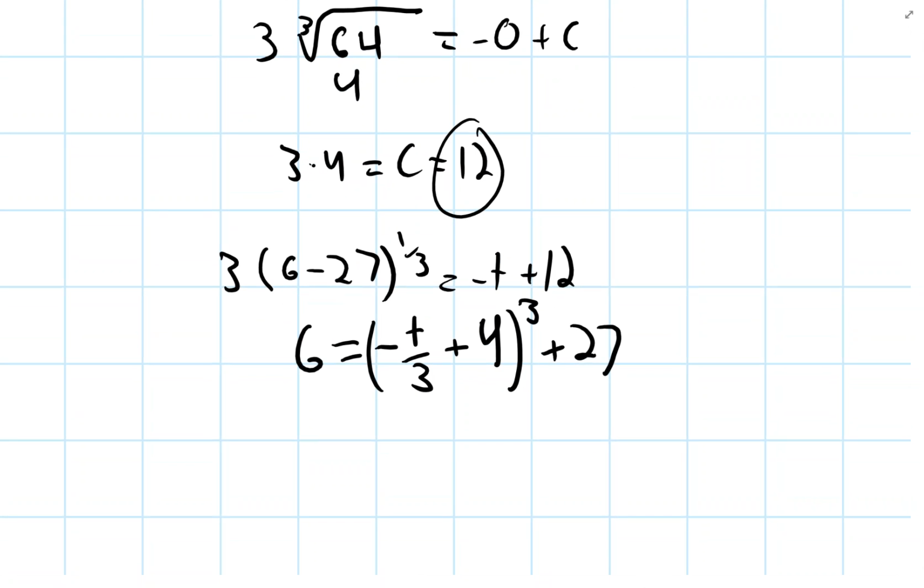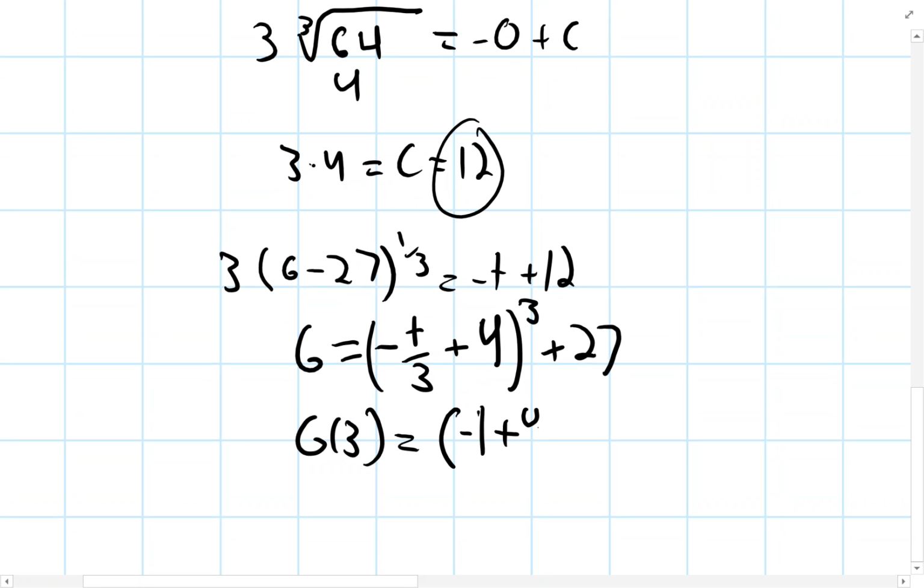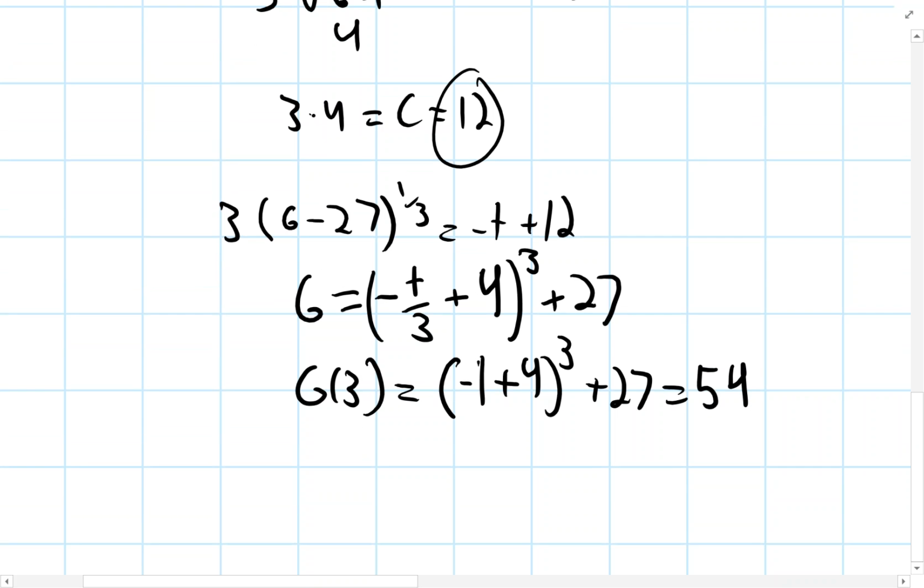And then we're trying to find g of 3, which is equal to negative 1 plus 4, cubed, plus 27, which is equal to 54. And that's the problem.